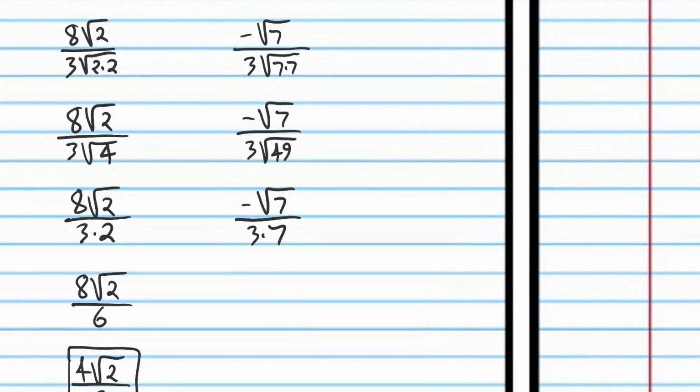Root 49 is a perfect square. -√7 over 3 times 7, which is 21. And there's really nothing we can do at that point. Whatever you do, please do not try to reduce √7 over 21. It is true that we can reduce 7 over 21, but you cannot reduce √7 over 21. That's completely different. So this is the answer. Do not go any further with that problem. So if you got that answer, good job.